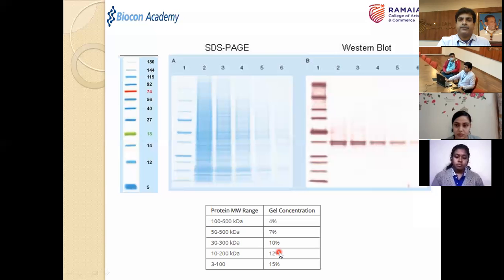So what are those numbers in the pre-stain markers? Is it molecular weight or something? Yes, these are all kilodaltons. Okay. Any other questions?